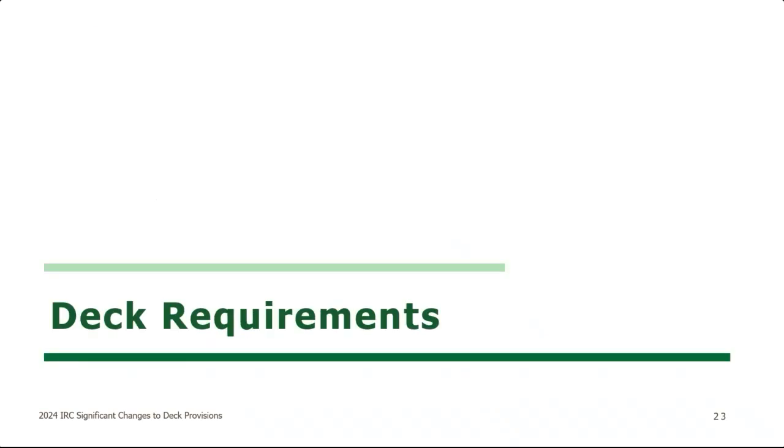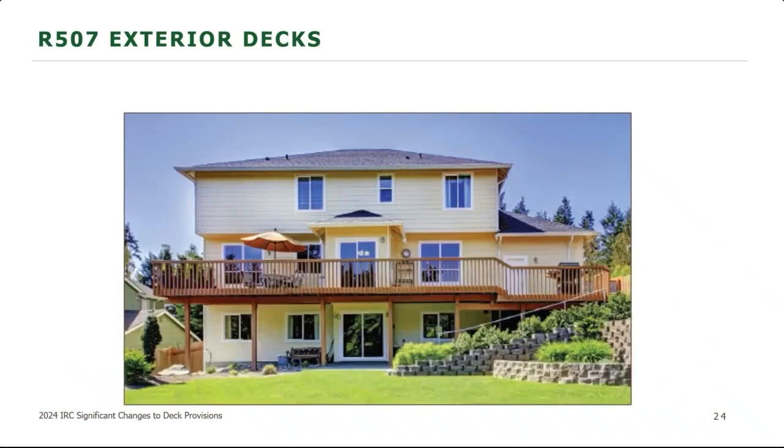All right, so now we can get into the deck requirements themselves that are found in section R507. I'm sure you've all seen decks before, but here's just a really nice basic picture of a deck. You'll notice that there's no point loads on there, no hot tubs or anything like that. It's a simply supported deck, and these are the types of decks that are covered in R507.